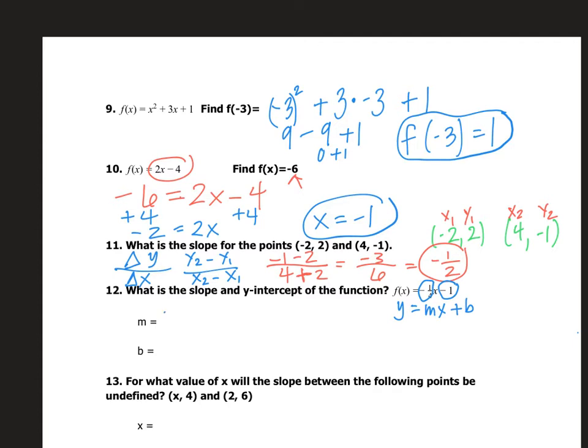So our slope is -1/4 because that is what is in front of x. And then our b for this function is -1. And then if you were to graph this, you just want to make sure that you use both the y-intercept and the slope to help you graph.